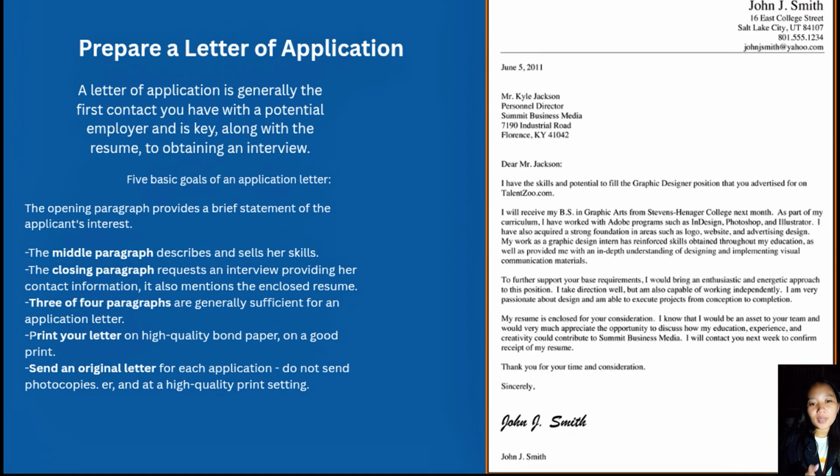We have prepared a letter of application. So what is a letter of application? A letter of application is generally the first contact you have with a potential employer and is key, along with a resume, to obtaining an interview. So the letter of application and resume are partners, because some industries require a letter of application included with your resume, others only the resume. There are 5 basic goals of an application letter that we need also to consider.